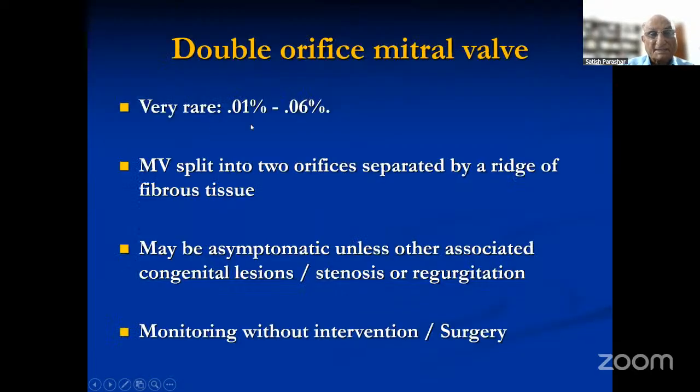It is very rare, split into two orifices separated by a ridge of fibrous tissue, and may be asymptomatic unless there are other associated congenital lesions, which usually are bicuspid aortic valve, PDA, or coarctation of aorta, and they usually go into a state of stenosis or regurgitation. The previous patient went into a state of stenosis.